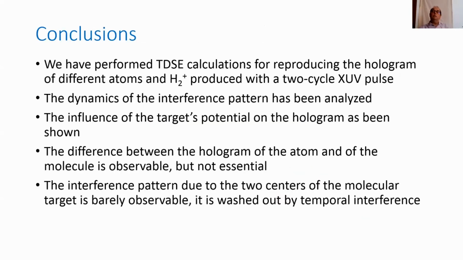So we can draw some conclusions. First, we have performed time-dependent Schrödinger equation calculations for reproducing the hologram of different atoms and H2+ produced with a two-cycle XUV pulse. We have analyzed mainly for the hydrogen atom, but also for other atoms, the dynamics of the interference pattern. We have shown a clear influence of the target's potential on the hologram.